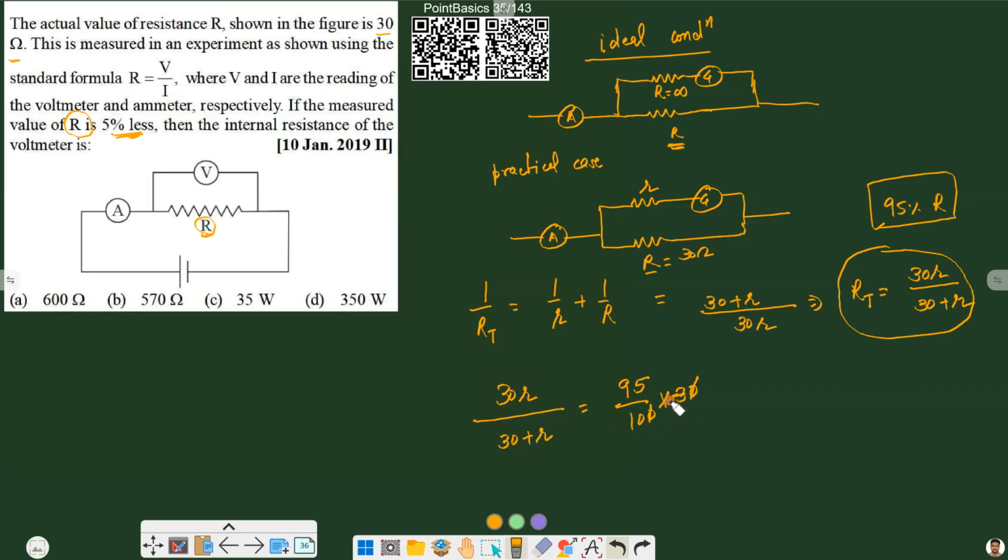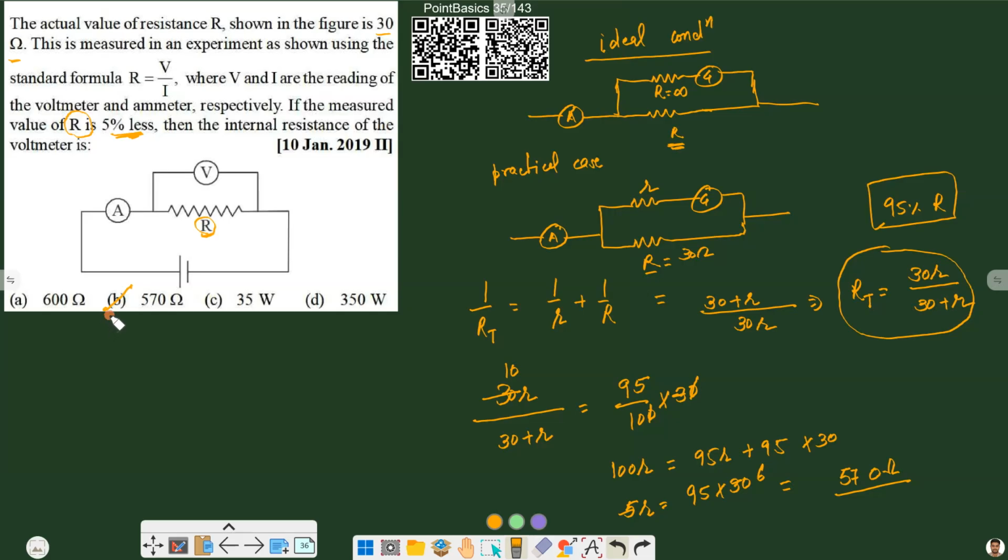Now this will go on 10. Here we do cross multiplication and we will get 100R is equal to 95R plus 95 into 30. From this, 5R is equal to 95 into 30, which gives 570 ohm. So 570 ohm will be the right answer. Option B is the right answer.